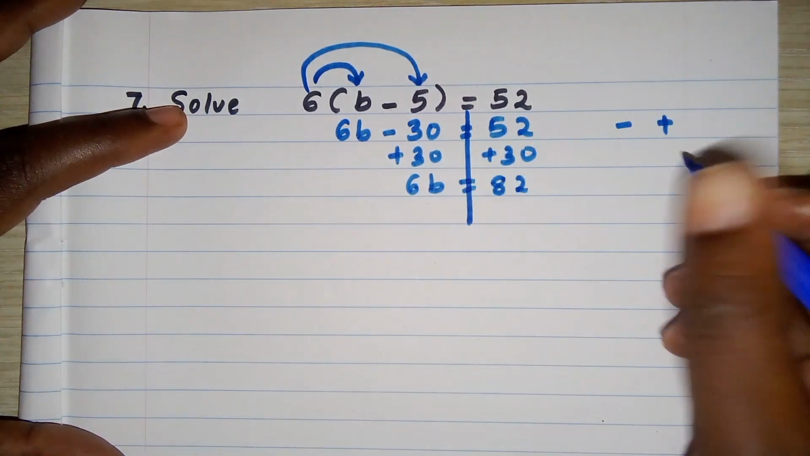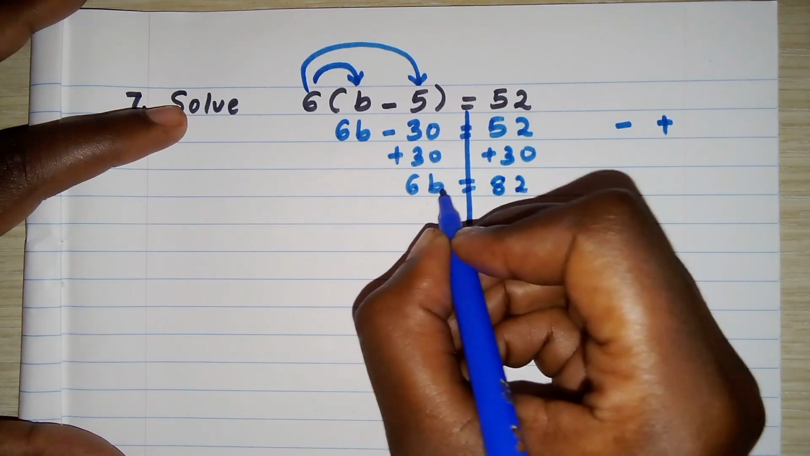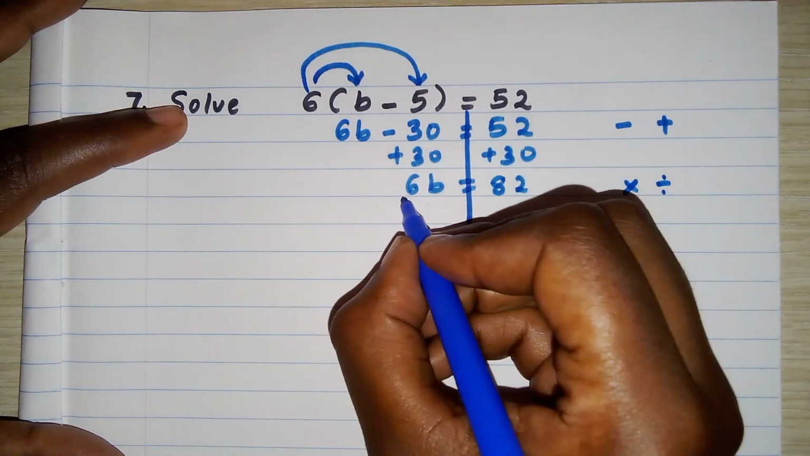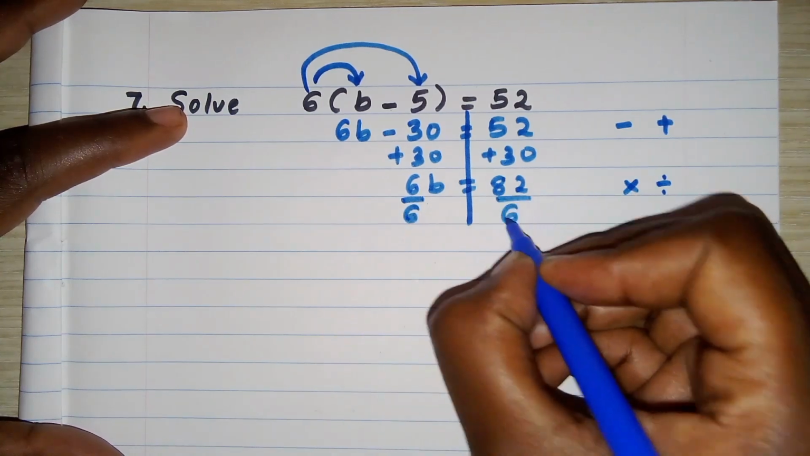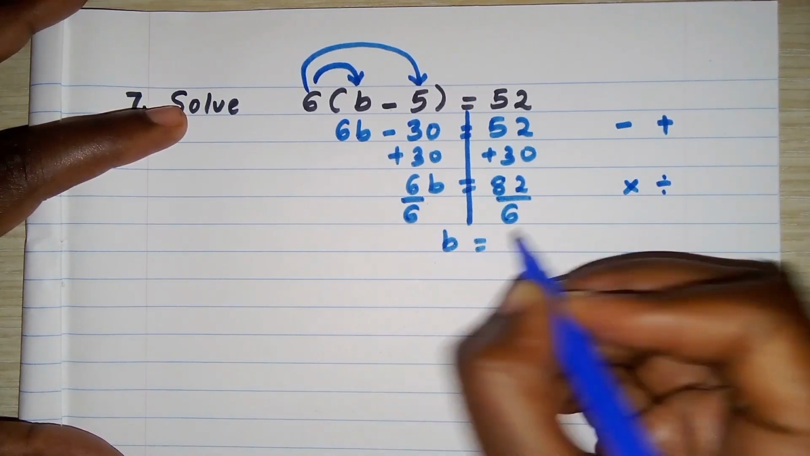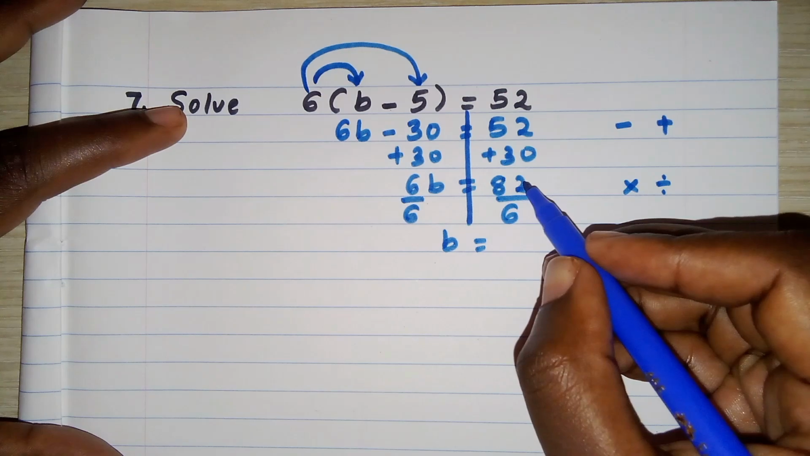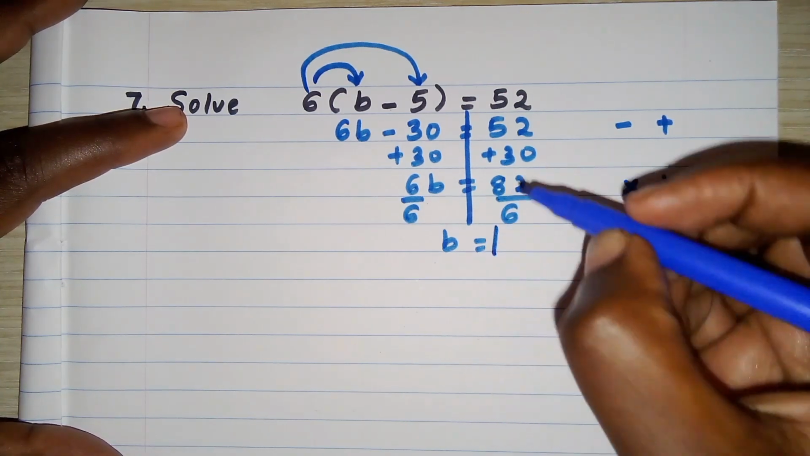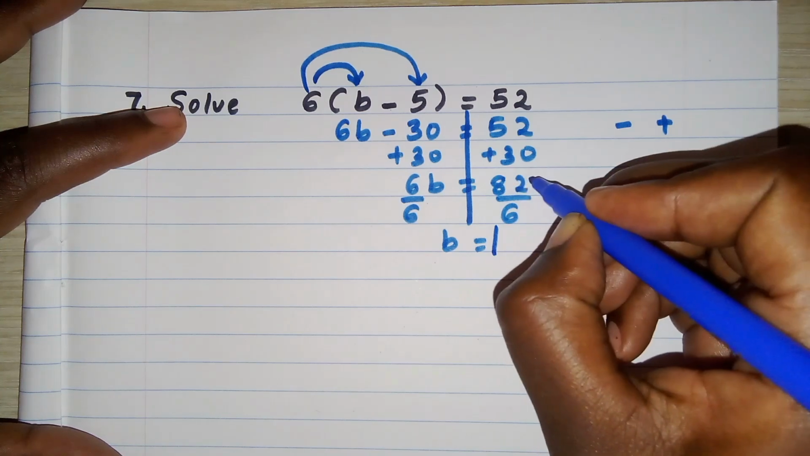Then the opposite of times, because here 6 times b, so opposite of times is division. So we do divide by 6, divide by 6. b equals to 6 goes into 82, or rather 6 goes into 8 one time, remainder 2, so we can put a 2 here.